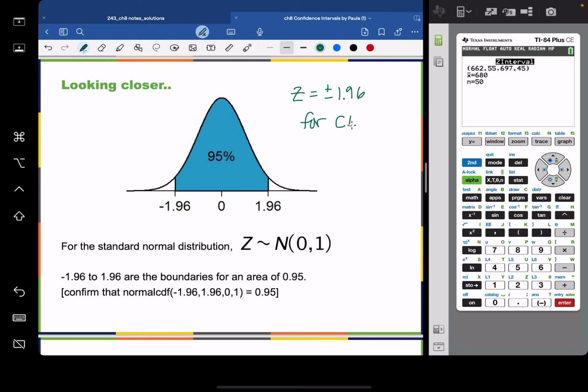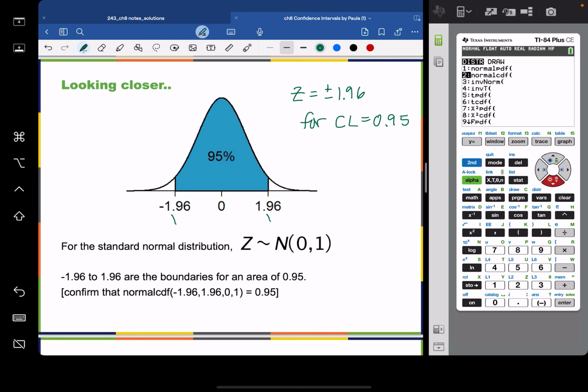For the confidence level of 0.95, I think you have that in that little table on your notes sheet on page 1. And we can confirm that. So I'm going to use my calculator to confirm: second distribution, normal CDF. I'm just trying to confirm that there's 95% area between these two boundary values.